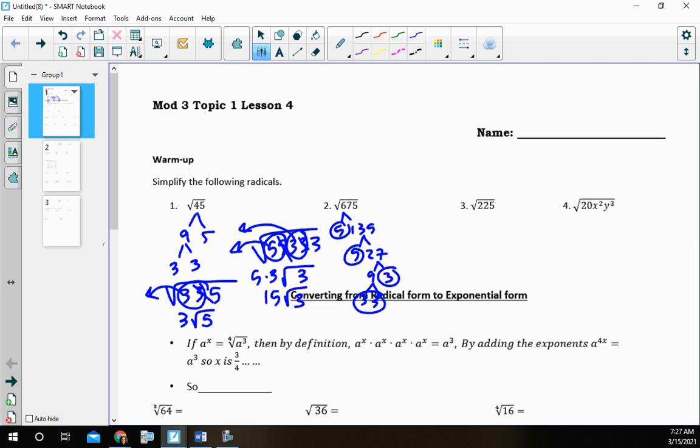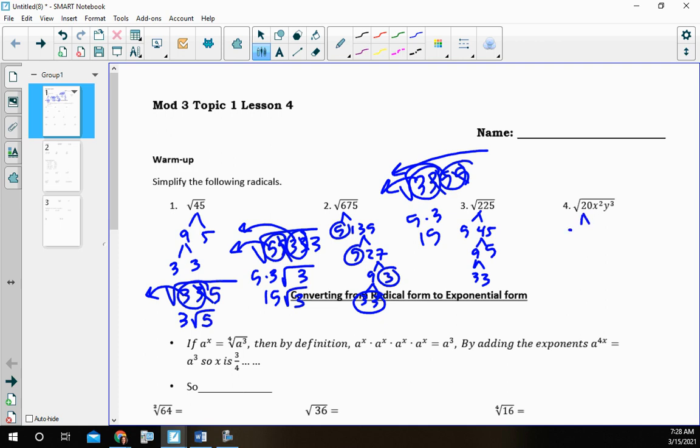Okay, 225 is a perfect square, so our answer is going to end up being 15. But if we go through our whole process, we could use 5 and 45, 9 and 5, 3 and 3. So I would have 3, 3, 5, and 5. Pair them up, escape, death, death. So I would have 5 times 3, which would give me the 15.